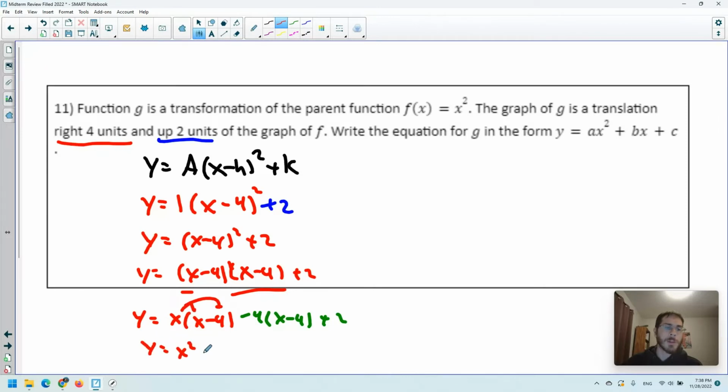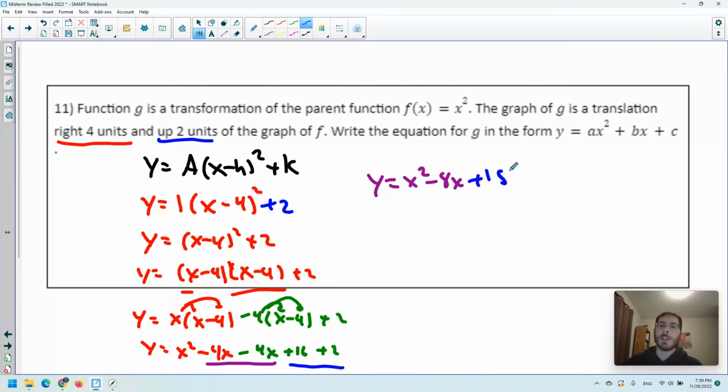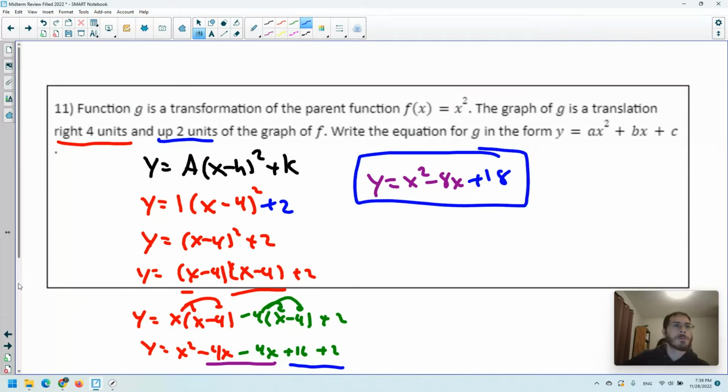X times x is x squared. X times negative 4 is minus 4x. Negative 4 times x is negative 4x. Negative 4 times negative 4 is negative 16. And we can see that, yep, if we combine like terms here, we do end up at y equals x squared minus 8x plus 16, but we've got more like terms to combine, so we'll make that an 18. And that'll be it. So there we are. We're in standard form. All right.